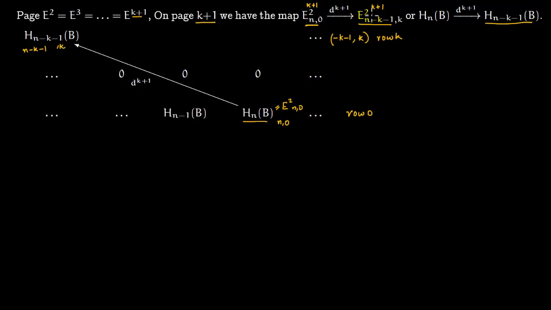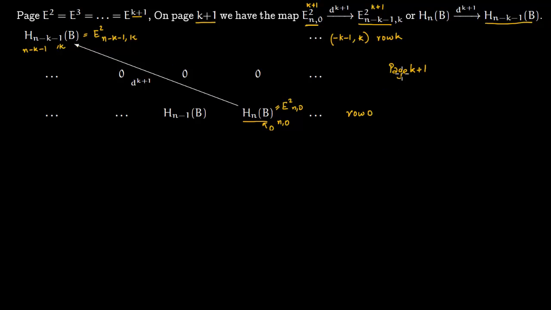This is E2,n,0, and this is our term E2,n−k−1,k. Again, notice that this is page k+1, and before k+1 the arrow was really short, so that's why nothing changed from page 2 to page k+1. Arrows went in from 0 to Hn(B) to 0, so this remained the same.